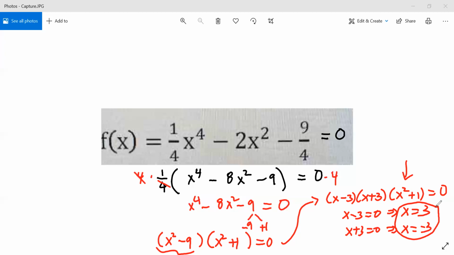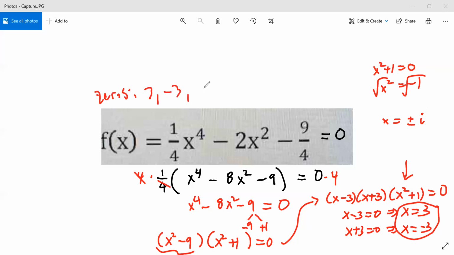And like I said, if I set x squared plus 1 to 0, then x squared equals -1, and that's not going to have a real solution. So no real solution, but you can have a complex solution. If you just take the square root of both sides, the square root of -1 is i, so you get plus or minus i. So therefore, the zeros or the solutions of the equation are 3, -3, i, -i. These are basically all of the solutions of the equation.